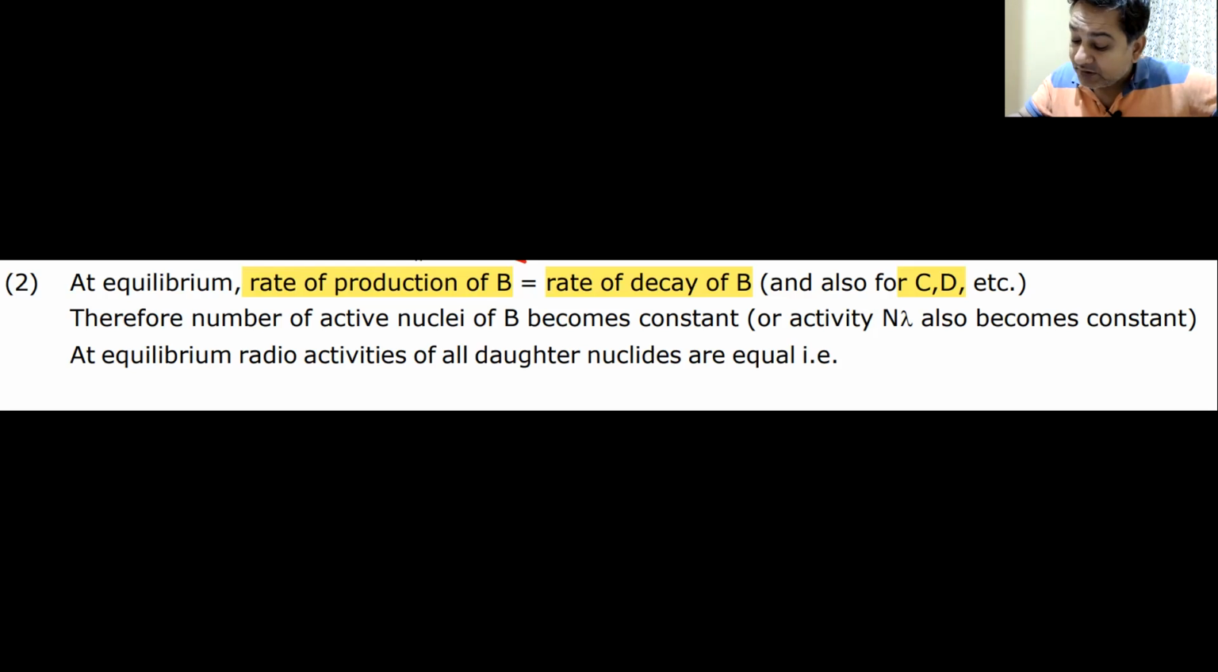Then what will happen? Therefore, the number of active nuclei of B or C or D will become constant. Do we understand this? Yes, sir. And therefore, the activity, since it is dependent on the number of nuclei, also becomes constant. Do we understand this? Yes, sir. Please note it down. I'll give you a minute to do this.